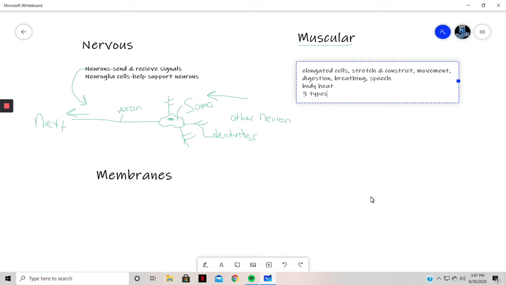3 types of muscular tissue. We've got our, which one do I want to do first? How about skeletal? Okay, skeletal muscular tissue. Now skeletal, right off the bat, you should be thinking attached to bones.